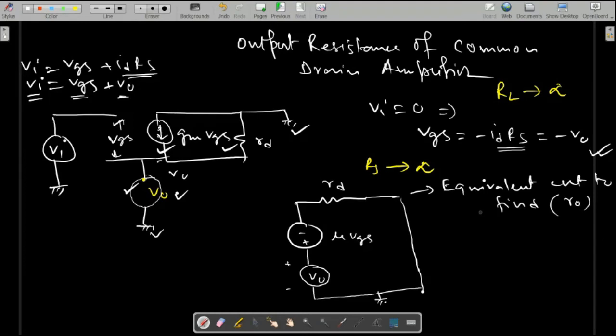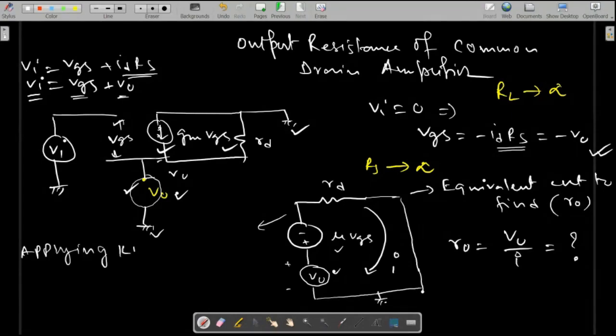To find R0, what we have to do is calculate the current. We have a lot of voltage sources, one is V0, another one is mu VGS. You just try to find what is the current I. Then R0 will be just the voltage at the output side, V0, divided by I. So R0 equal to V0 by I. If I apply KVL once again, what will be the equation? Applying KVL: minus V0 plus mu VGS plus I into RD is equal to zero.